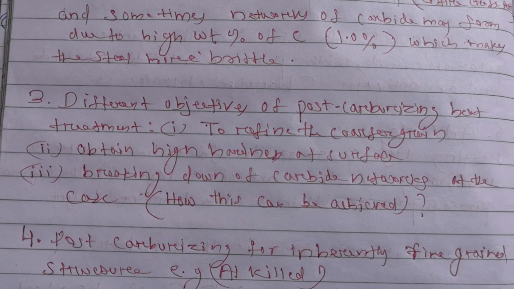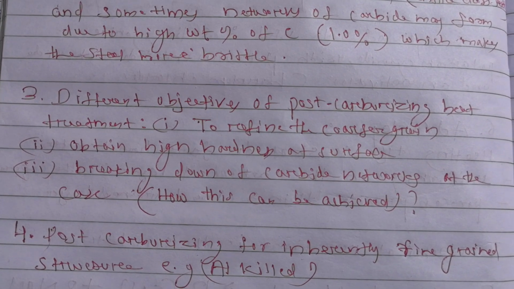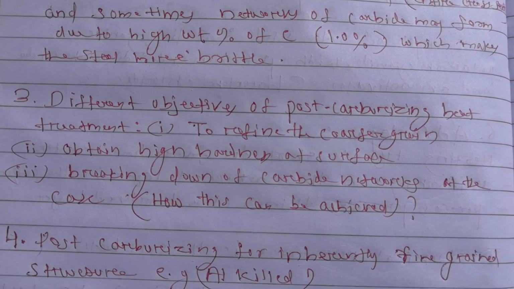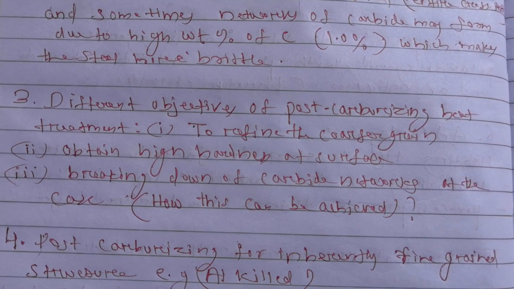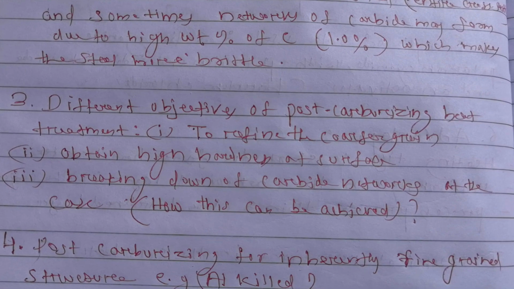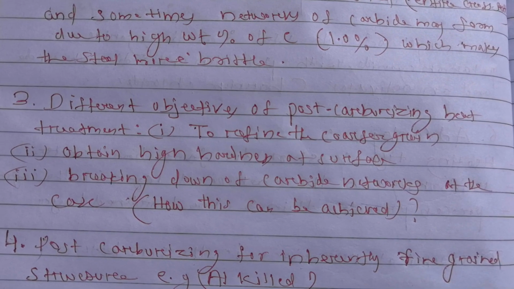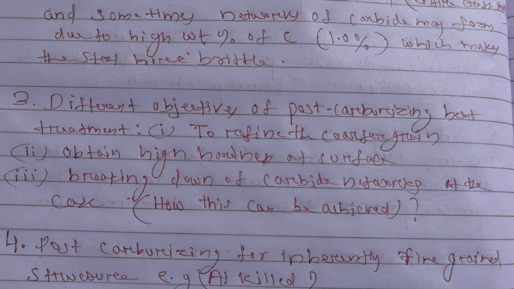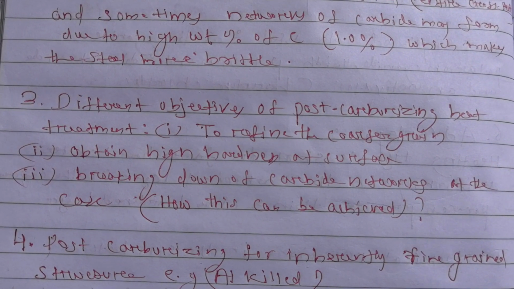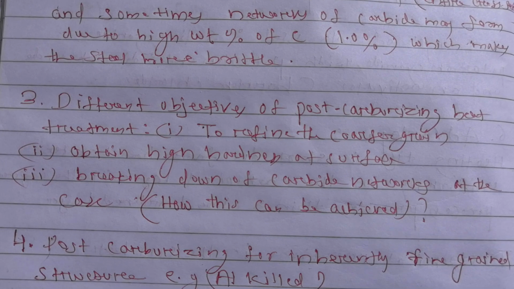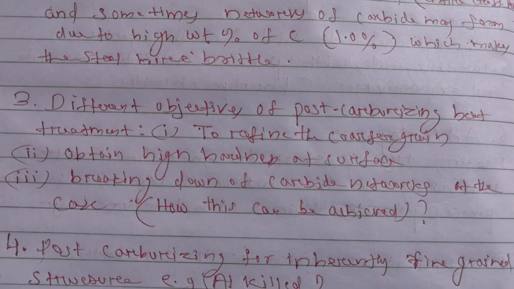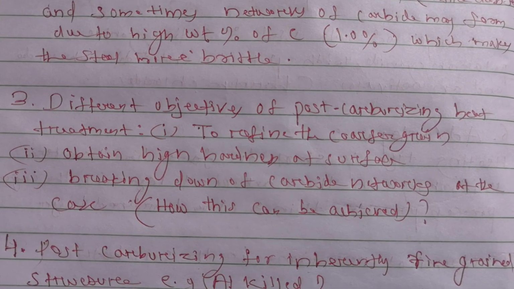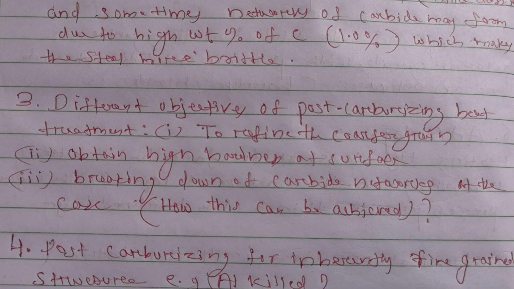And further, how can we break down these carbide networks? It is very simple. If we take our steel to a very high temperature for some interval of time, what will happen is, the carbides, which are nothing but precipitates, start getting dissolved into the austenite phase or the matrix, and on quenching we can prevent the carbide network formation also.